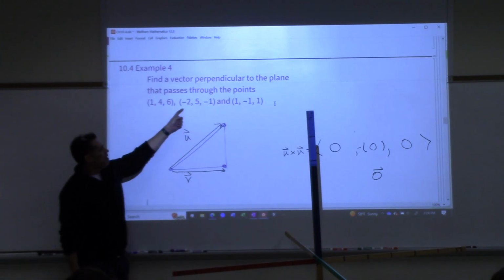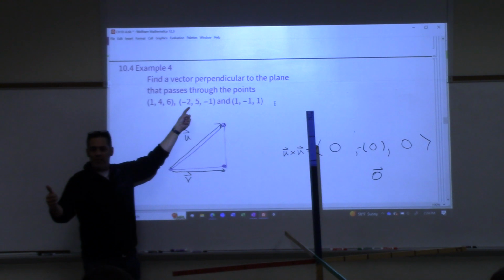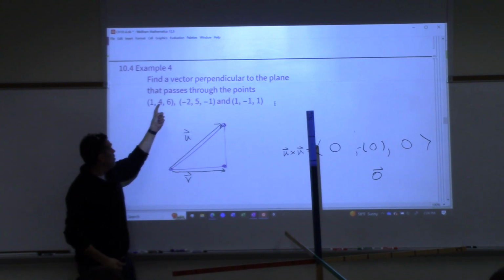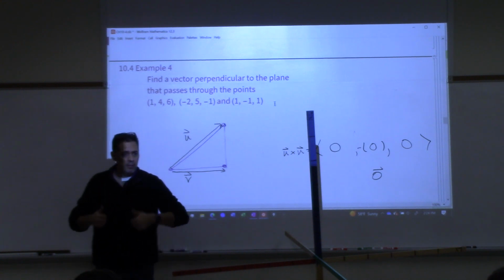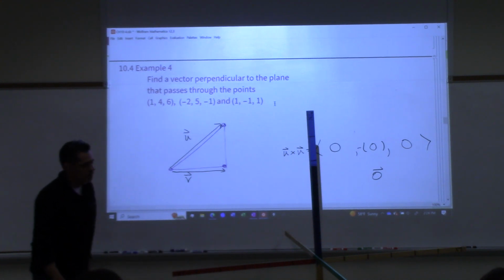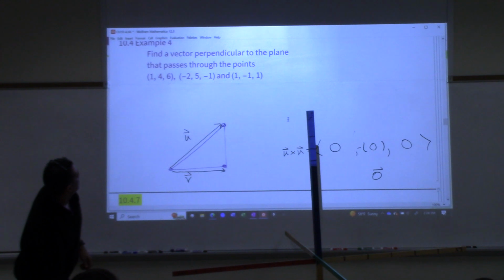All right, so you could create a vector maybe from here to here. You could create a vector maybe going from here to here as well. Easy. Take those, cross them. Good? Try that on your own. Let me write it down. That's in your notes.